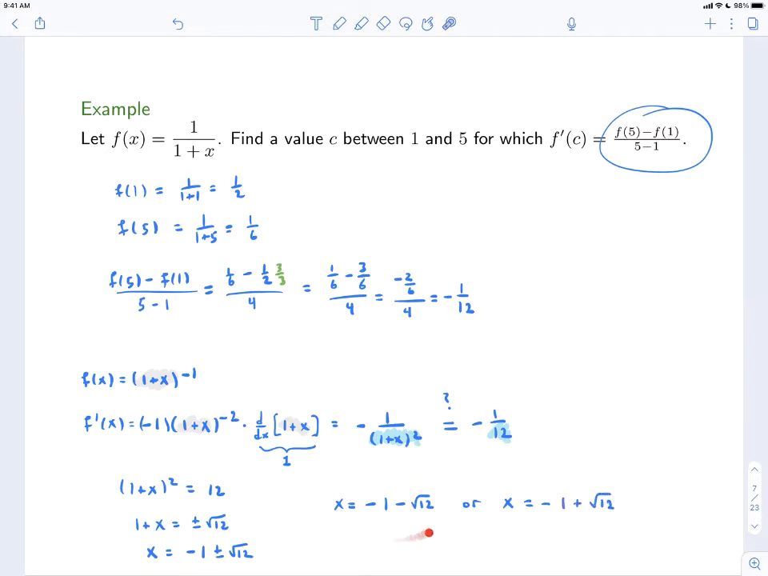This first one here, this is a negative number. It's definitely not between 1 and 5, so that means our solution is this. So this is going to be our value for c here: minus 1 plus the square root of 12. We know from the mean value theorem that there must be some value, at least one value c, for which this is true, and now we found it.